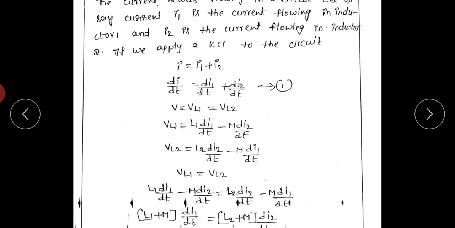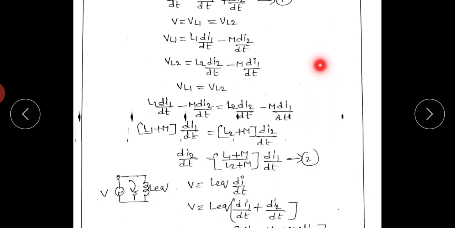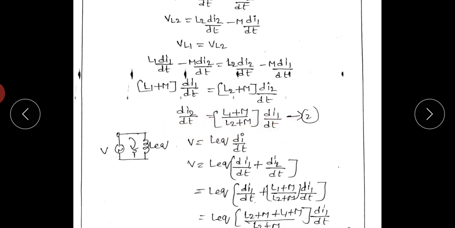In the VL1 equation, this is the self-induced EMF and this is the mutual induced EMF. In the VL2 equation, this is the self-induced EMF and this is the mutual induced EMF. Here the two coils are in parallel connection, so VL1 equals VL2. By equating VL1 and VL2, we get this equation. By taking di1 by dt and di2 by dt common, L1 plus M into di1 by dt equals L2 plus M into di2 by dt. Next, write the di2 by dt equation from this; let it be equation number 2.